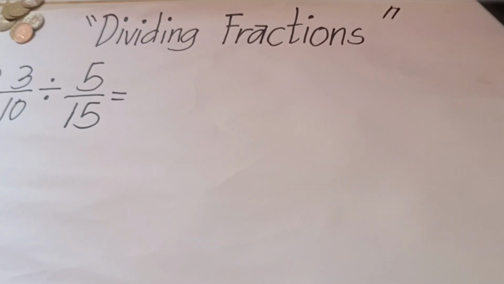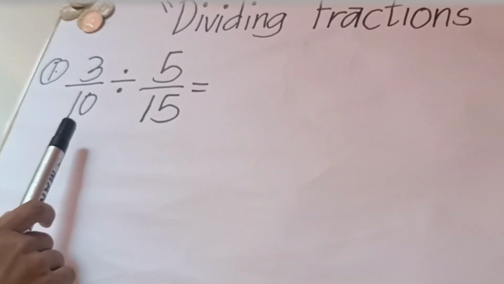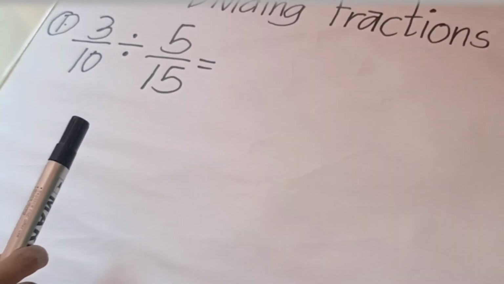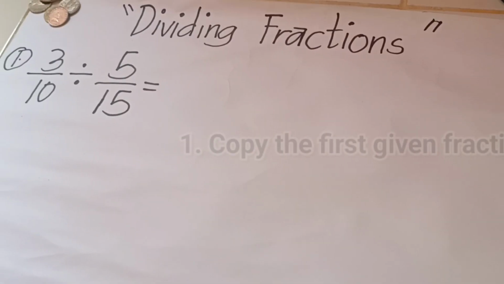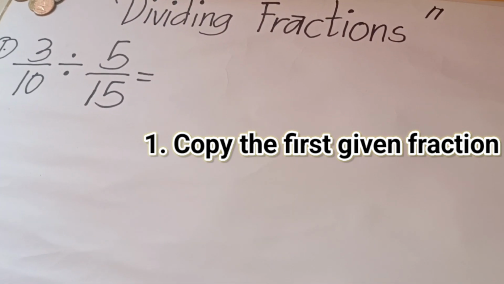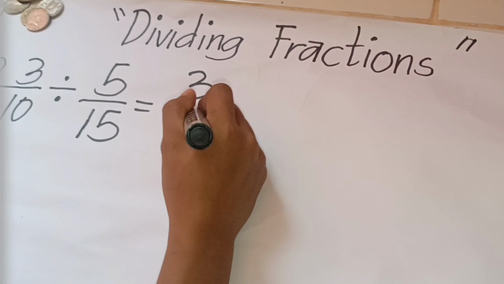So we have here the first given dividing fraction: 3 over 10 divided by 5 over 15. What are the steps on how to divide fractions? First, you need to copy the first given fraction. Here we have 3 over 10.